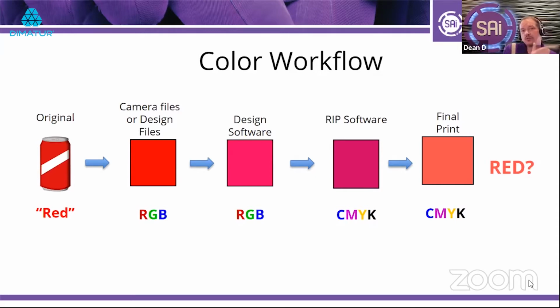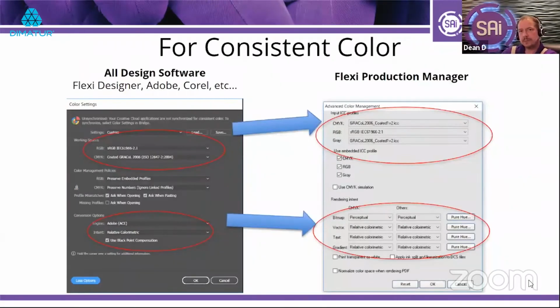So there's ways that you can set up your settings in your workflow. And if you get the settings the same in every step in that workflow, it's going to solve a lot of these color consistency problems. So let's go to the next slide. For consistent color, here's what you need to do. You need to go into all of your software in your sign shop and your print shop, and you need to make sure that the color management settings for the workspaces and the output profiles are all the same.